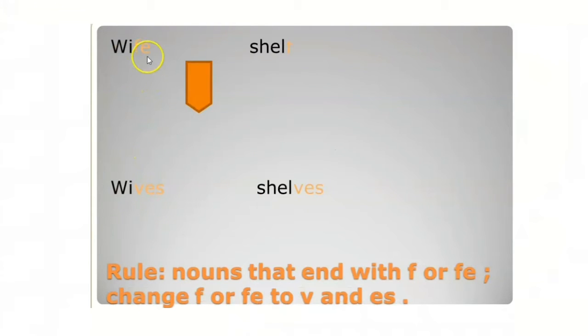Now, the other rule. Nouns that end with f or fe, we have to change f or fe to v and add es. For example, عندنا اسم wife. It ends with fe. بحول ال fe ل v and I add es بتصير wives. Shelf. This noun ends with f, so I change f into v and add es. So the noun in the plural will be shelves.